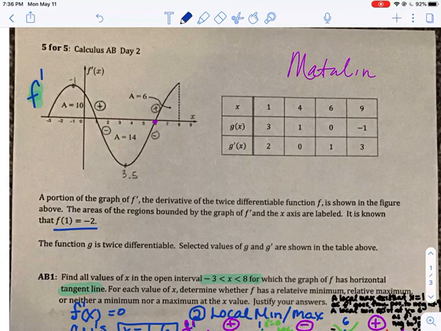It tells me something about being able to use the fundamental theorem with F prime. And then I've got a table of values with G of X and G prime of X. So the function G is twice differentiable, and selected values are shown in the table.